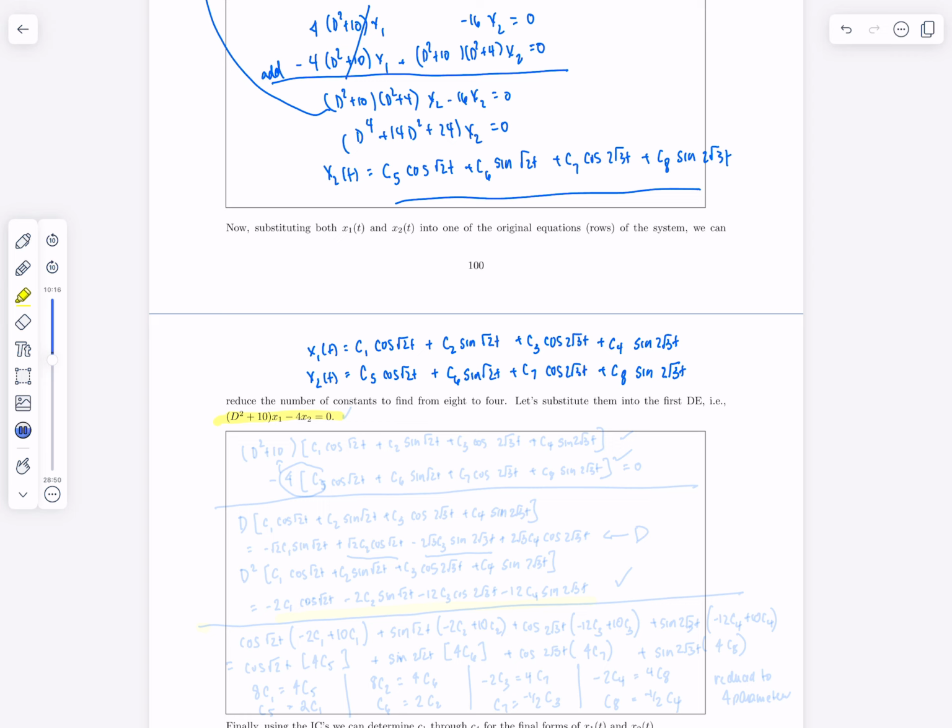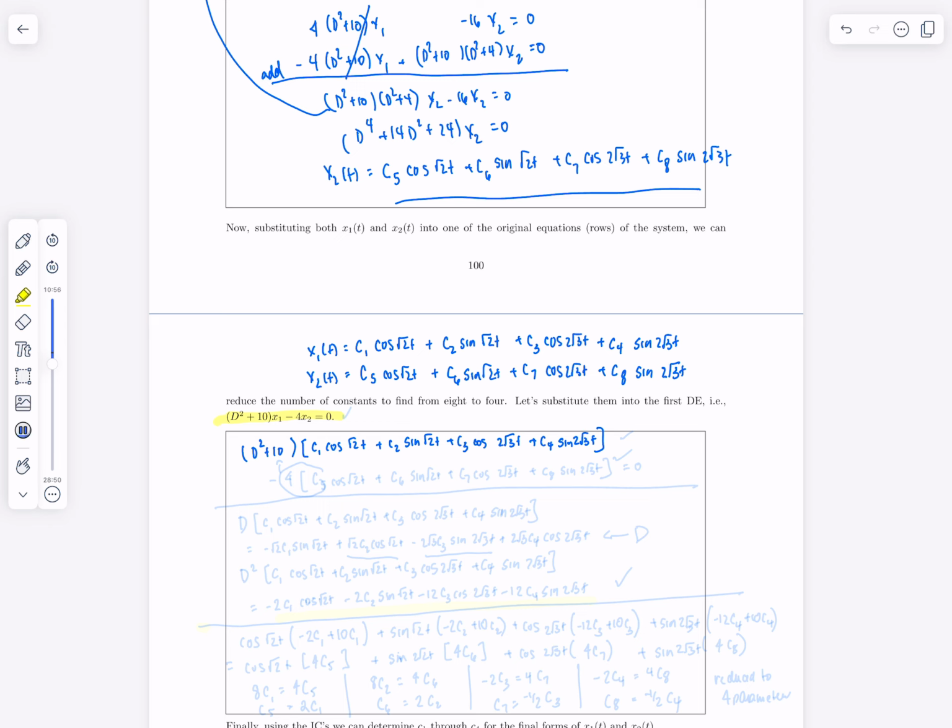So what we'll do is we'll literally put these cosine and sine expansions into this differential equation, right? So what you'll end up having is, say, d squared plus 10 applied to exactly what x1 looks like, all right? So that operator has to be applied to c1 cosine square root of 2 t plus c2 sine of square root of 2 t plus c3 cosine 2 times the square root of 3 t plus c4 sine 2 times the square root of 3 t, right?